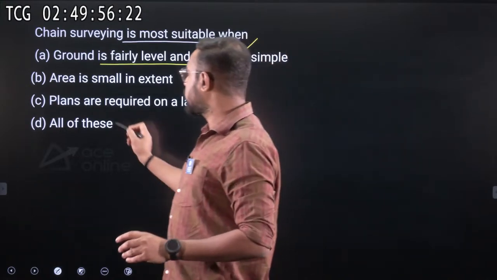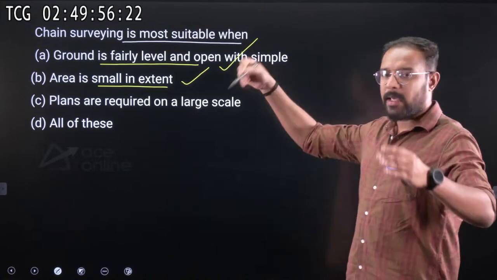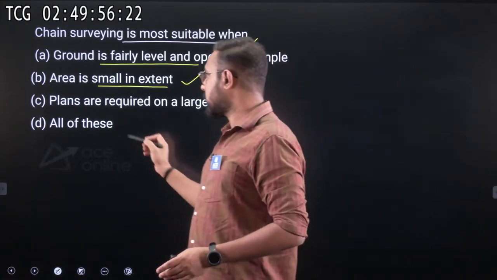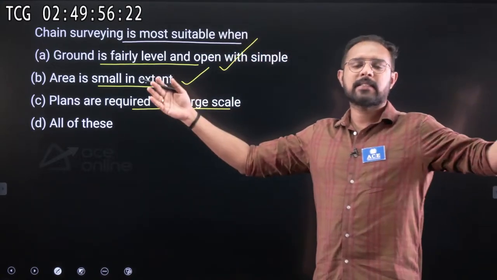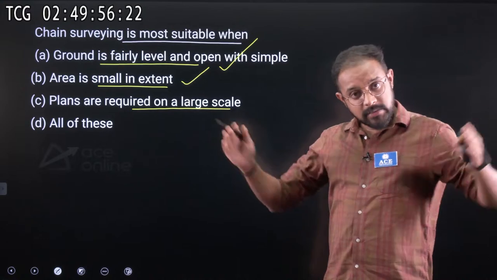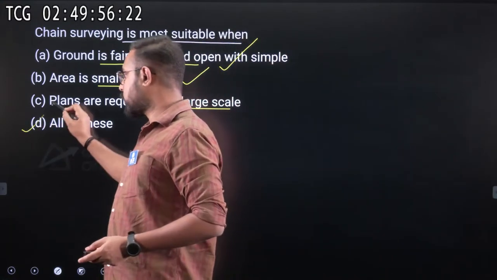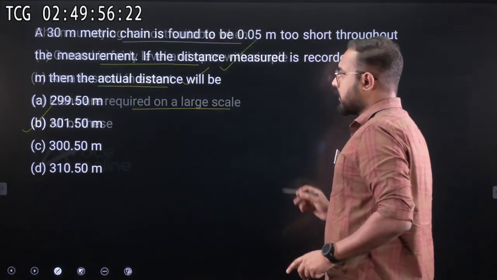Right, area is small in extent, yes, very suitable because chain is 30 meter only. So if you keep on going for longer length, it will be very difficult for us to measure the distances. Right, area small means scale has to be larger. Large scale, small area. Small scale, large area. We discussed that. So the best possible answer here is option B. Next up.